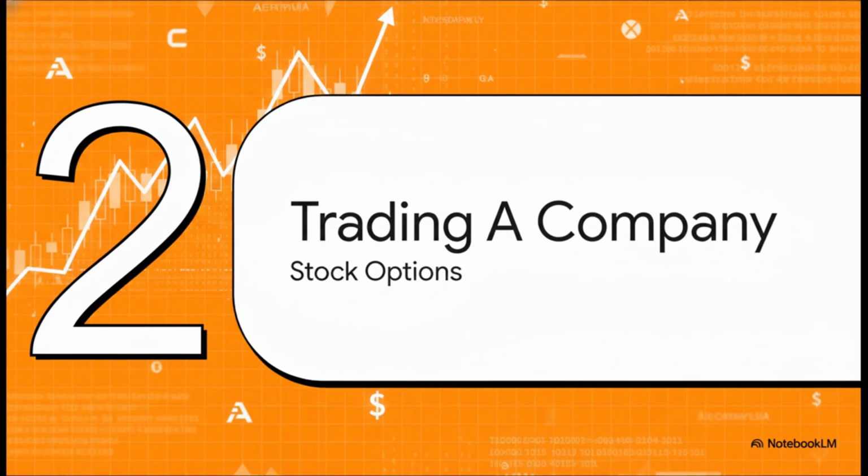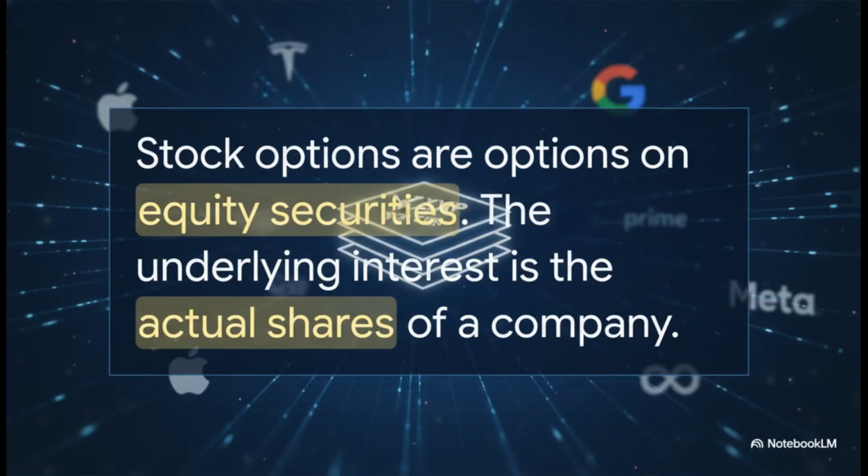Okay, with that foundation in place, let's look at the first way you can use these contracts when you're focused on just one single company. This is the world of stock options. So with a stock option, that underlying asset we were just talking about, it's something real, something tangible. It represents actual shares in a specific company. We're talking Apple, Ford, you name it. You're trading options on stuff you could literally own.